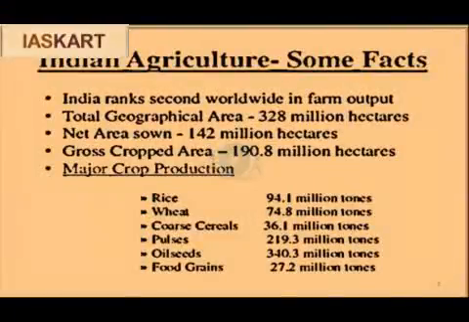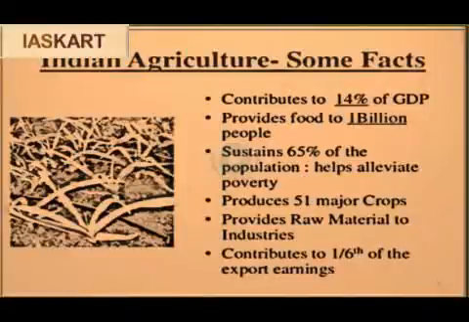The major crops are rice, wheat, coarse cereals, pulses, oilseeds, and food grains. Indian agriculture contributes 14% of GDP and it provides food to more than a billion people. This sustains 65% of our country's population. Indian agriculture overall produces more than 51 major crops and provides raw material to industries, and its contribution to export earnings is fairly big, to an extent of 1/6 of the total export earnings over the years.